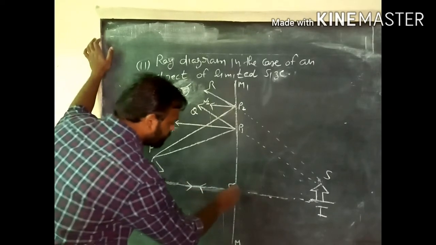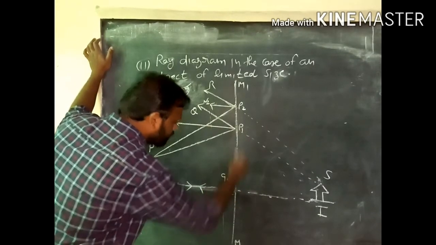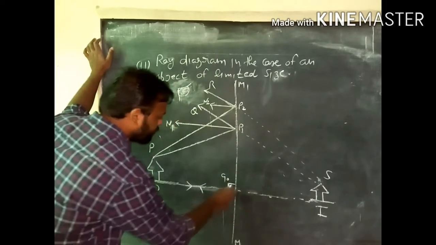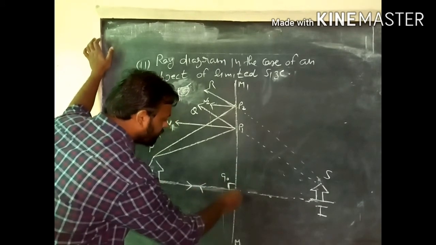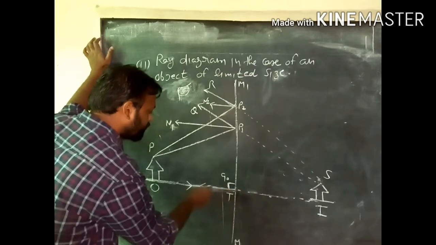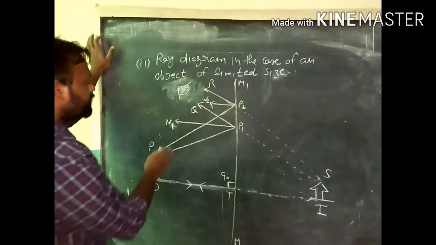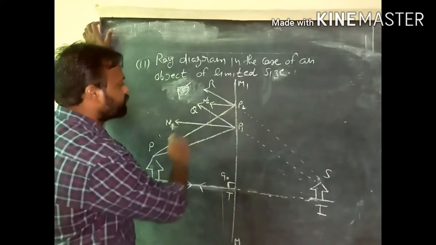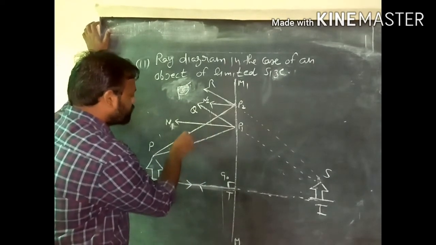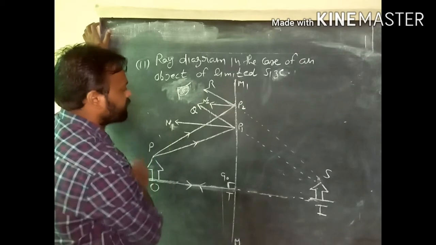This light ray is incident at an angle of 90 degrees on this plane mirror, and you know that when the light ray falls at an angle of 90 degrees, it gets reflected by the same angle. So it gets reflected back in the same direction like this. Now this time we are taking 2 light rays falling here. This is the first light ray, and this is the second light ray.